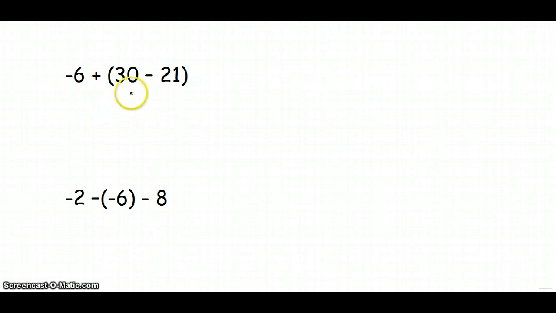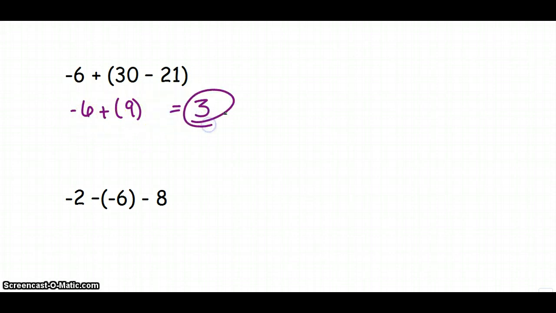Negative 6 plus 30 minus 21. Negative 6 plus, let's see, parentheses first, 30 minus 21 is positive 9. Negative 6 plus 9 gives me a positive 3. Small number from the large number, keep the sign of the large.